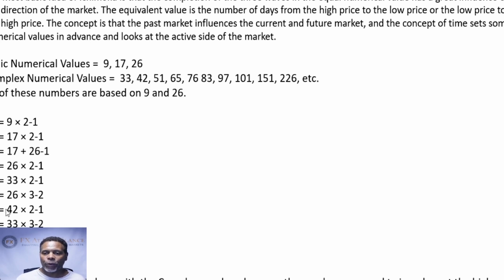83 equals 42 times 2 minus 1. 97 equals 33 times 3 minus 2. 101 equals 51 times 2 minus 1. 151 equals 51 times 3 minus 2. 226 equals 76 times 3 minus 2.